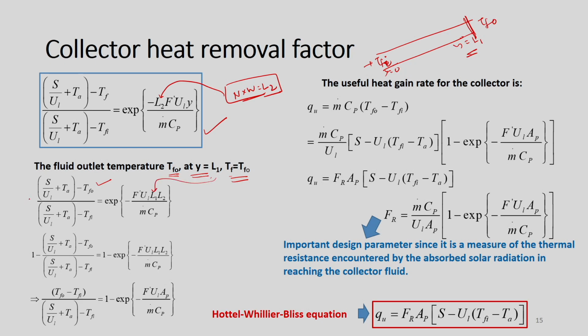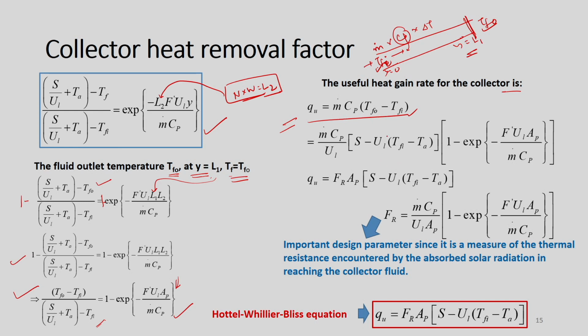Now, if we deduct this expression from both sides, we will have this kind of expression. TFO minus TFI divided by this expression is equal to 1 minus exponential of that considered P, right. Now, what we are interested in is the useful heat gain. The useful heat gain rate for the collector is mCp dT. If some amount of mass is flowing inside this tube, Cp specific heat of fluid is known, and the inlet and outlet temperatures are known, then straight away we can calculate the useful heat gain rate for the collector, right. So, delta T.